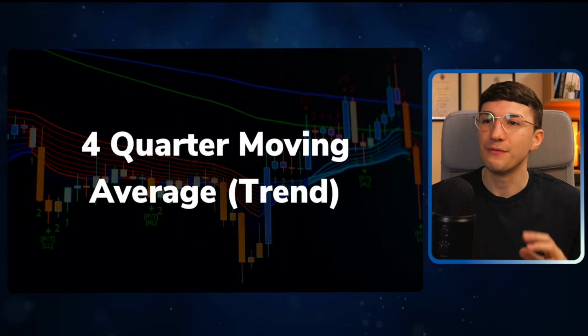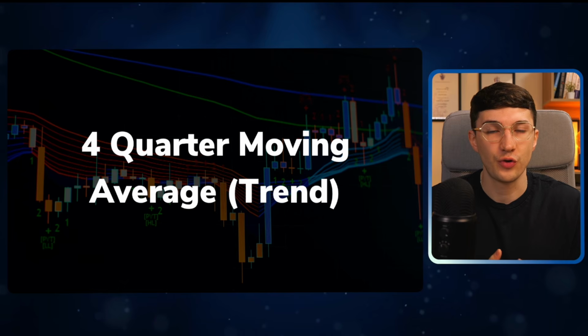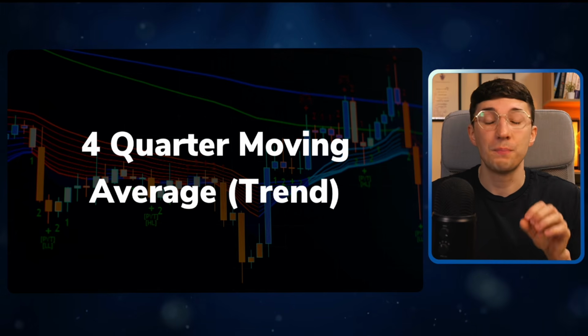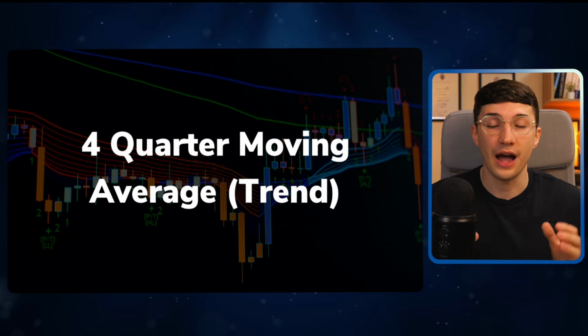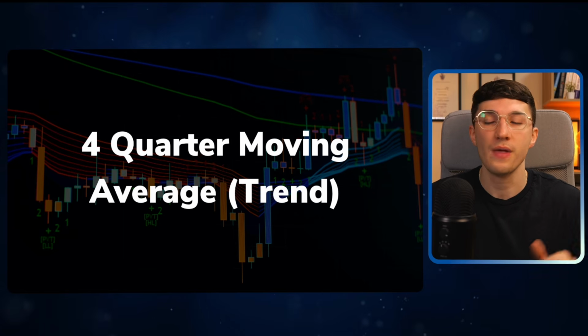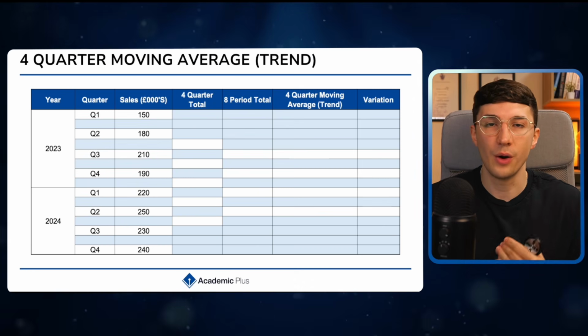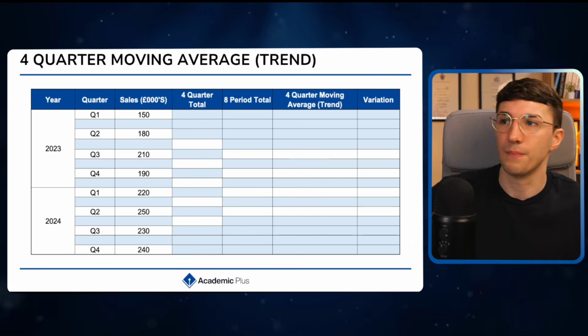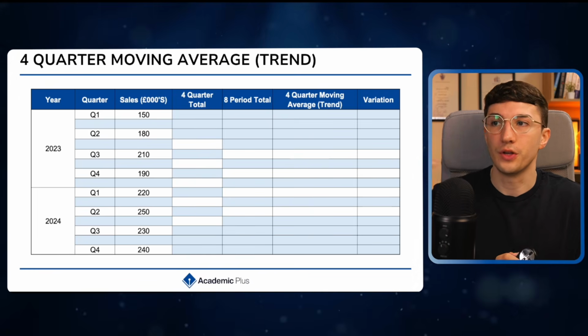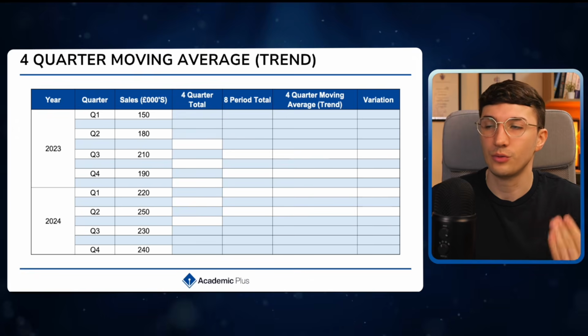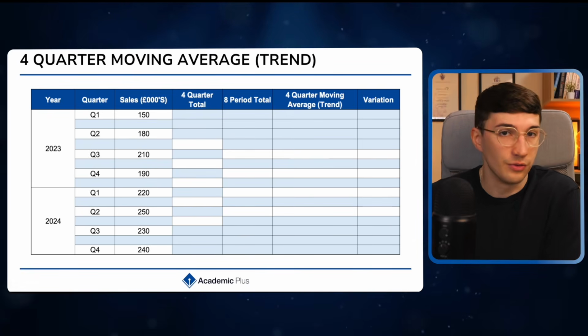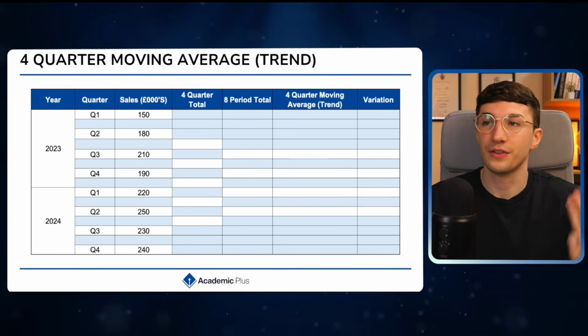And the next one we have is the 4-quarter moving average trend. Now, this one is overlooked, but it still is in your specification. And this has been examined before, and it threw a lot of students off. Now, don't let this table throw you off. We're going to break it down in a lot of detail. So we've still got the same data as before. We've got 2023 and 2024 broken down each into 4 quarters. And then, of course, we've got the sales data.